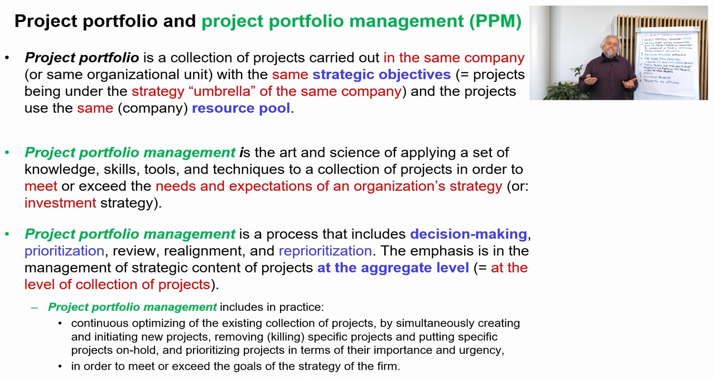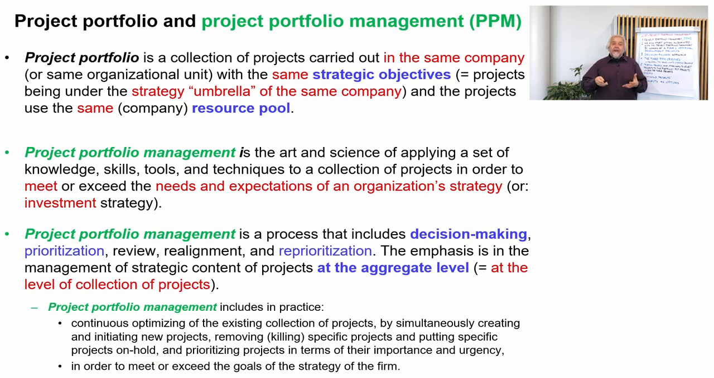Okay. Now the second definition of project portfolio management complements the first one by telling about the decision-making approach. So it is about prioritization, about review, realignment, and reprioritization. And then we underline that the emphasis is on the strategic content of projects at an aggregate level. And the aggregate level refers now to the collection of projects.